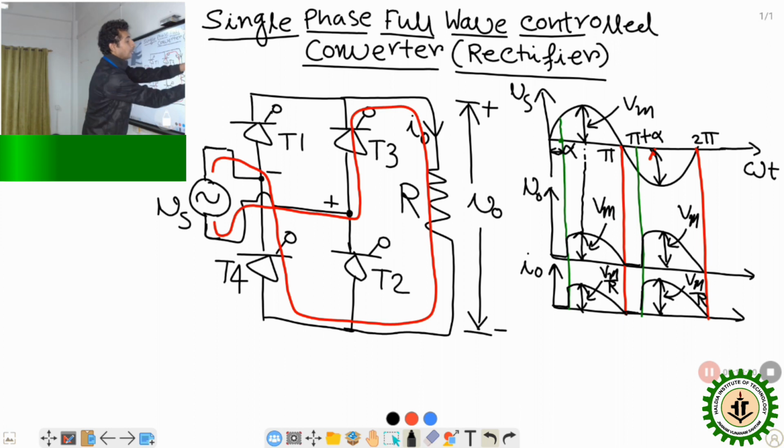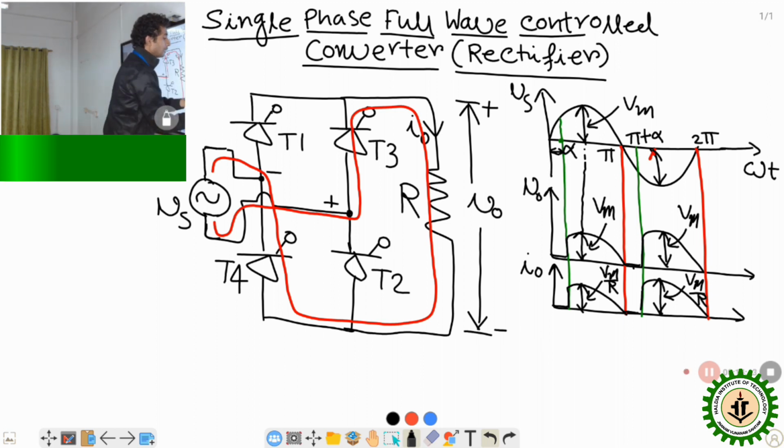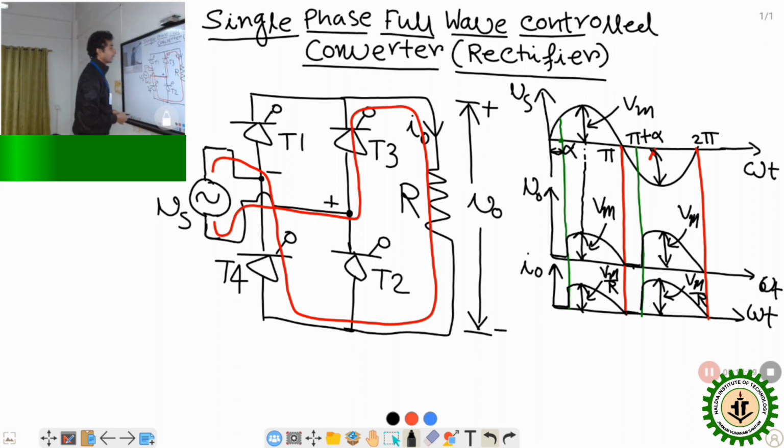So supply voltage in a rectified form will appear across the output. This will be Vm, and this current will be Vm by R. So in this way, for each of the positive and negative half cycle, we will get the output voltage in a rectified form. That is, output voltage is always positive. Output current here also is always positive. This kind of waveform we will get for single phase full wave controlled converter.